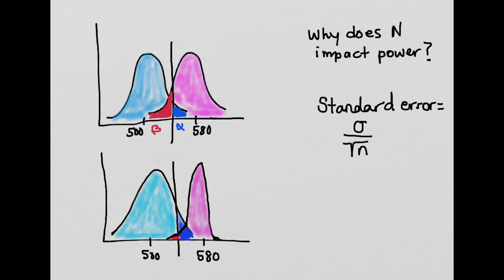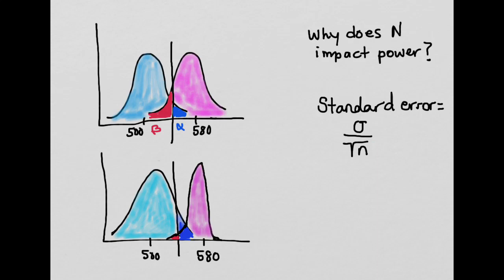The effect size is the same, and the alpha is the same, but beta has gone down dramatically because this alternate distribution has narrowed, and therefore less of the tail of the distribution overlaps with the null hypothesis distribution. So beta is lower, and therefore power is higher. So that's how increasing the sample size results in greater power.